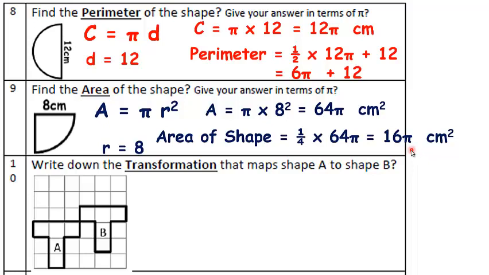Right, think about it hard, make sure you understand it, make sure you can do it. Question 10. Just like question 10 in set A and set B, this is a translation. We're moving it from A to B. Right, we're moving it across there.